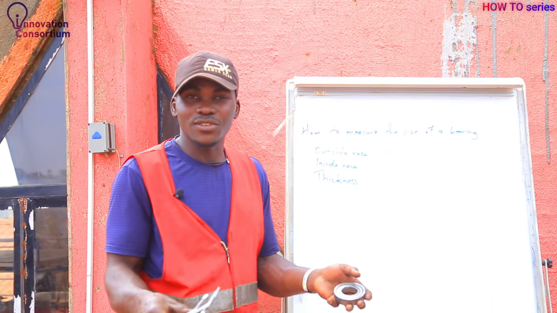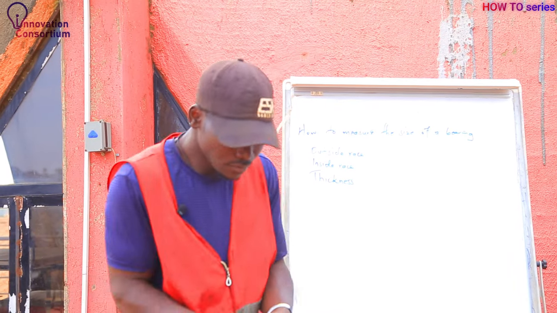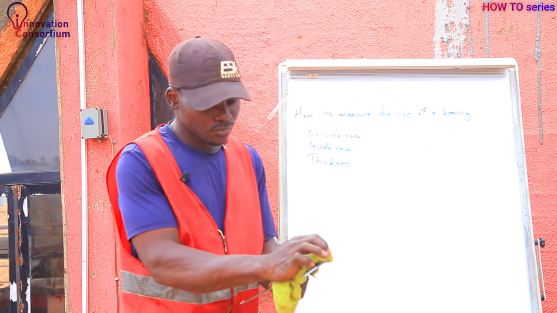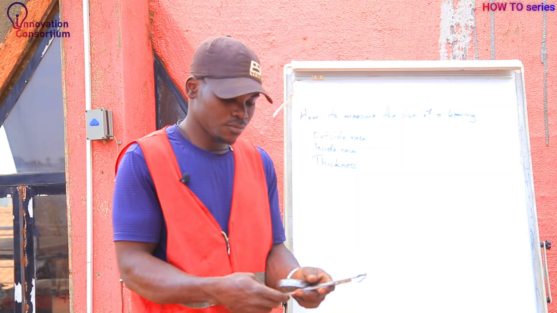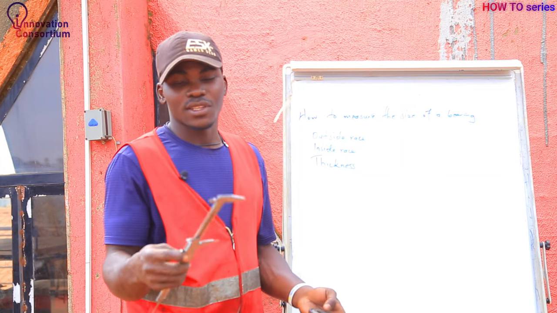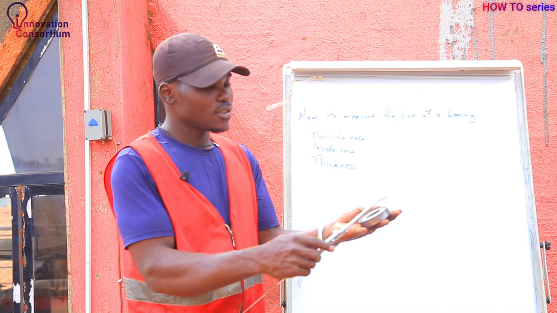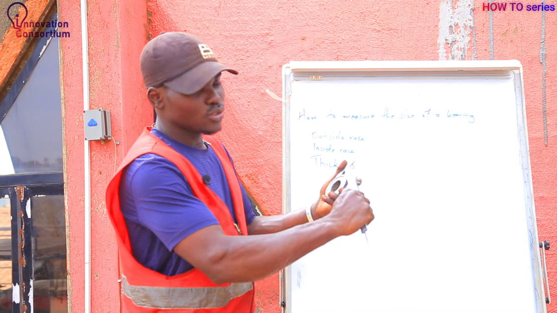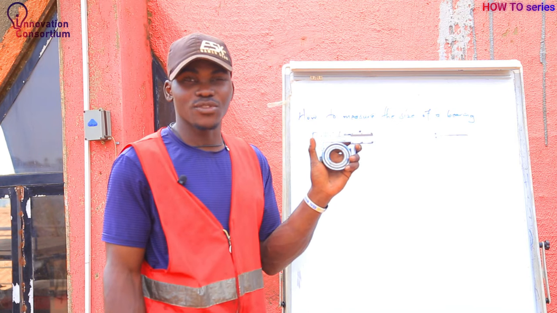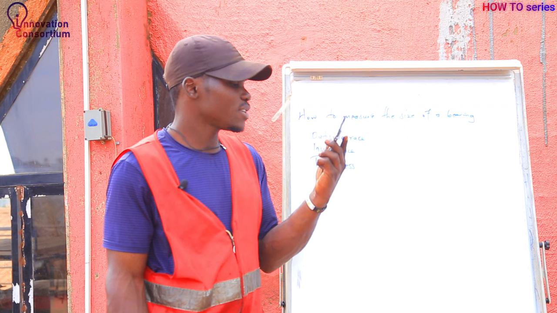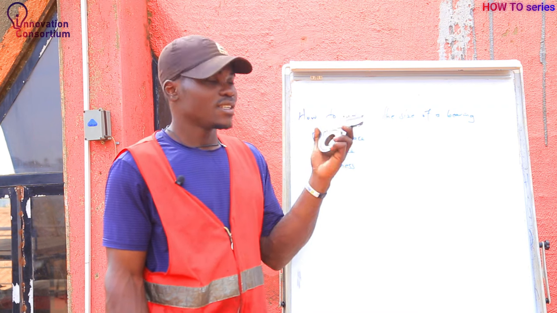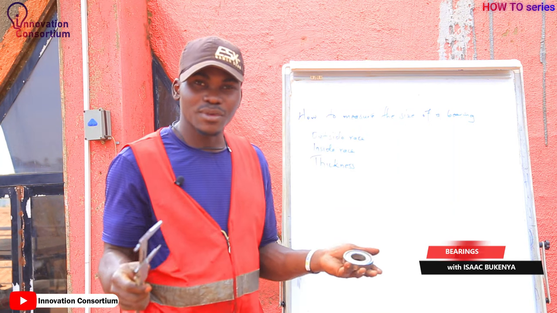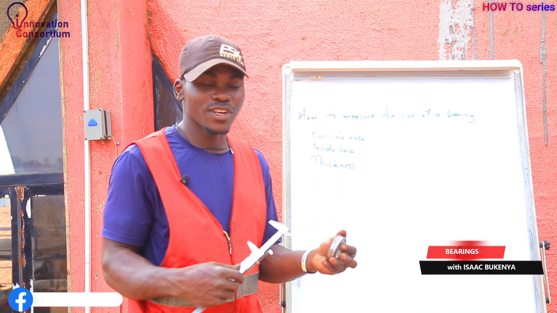How do we measure the outside race? You get your caliper on the side of the outside jaws. You measure the outside diameter, as you can see. So here I'm picking the measurements of the outside race, and here it's showing me the outside race is 72 millimeters.